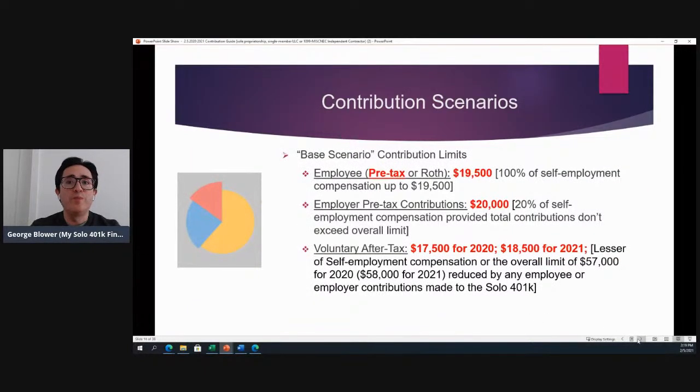With this scenario, the person is able to contribute $19,500, so that's 100% of their self-employment compensation up to $19,500 as an employee contribution, which, because they want to first maximize the pre-tax, they would do as a pre-tax contribution. They could do 20% of their self-employment compensation as an employer contribution, which is always going to be pre-tax. So now they would have $39,500 in their pre-tax sub-account. And then they could do the difference up to the overall limit. That would be $17,500 or $18,500 for 2021 as a voluntary after-tax contribution, and then they can move that to their Roth solo 401k.